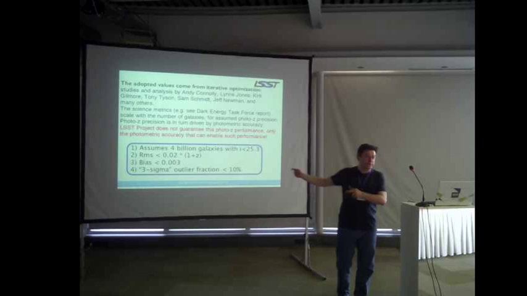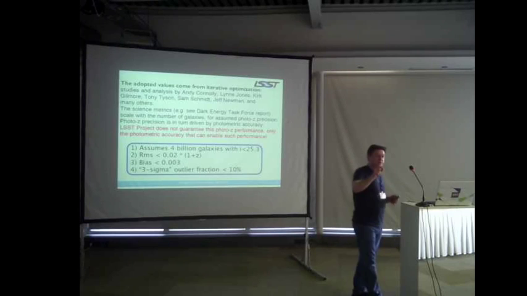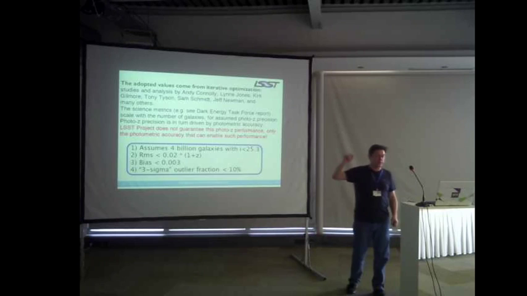So what we are saying is we will get you 1% photometry at the bright end and, I think it's 5% at the edge of the sample of 25.3. The project guarantees we will get there.